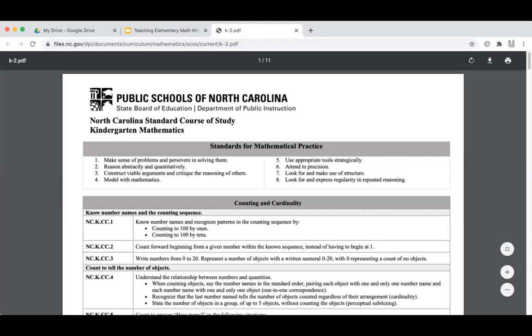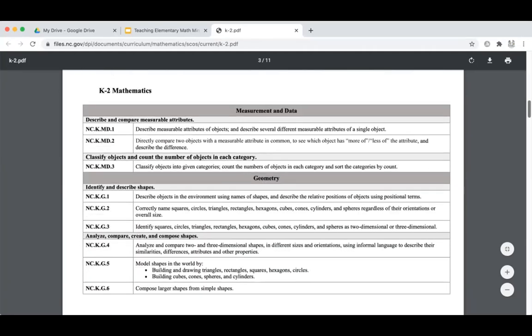So if we take a look at our standards, these are the kindergarten math standards right here. The math topic is always going to be listed here at the top. So this topic is counting and cardinality. And there's a general description of what they should do: know number names and the counting sequence. If you want some more details about that, you can look here: know number names and recognize patterns in the counting sequence by counting to 100 by ones or counting to 100 by tens. That gives you some insight into what students should be able to do.